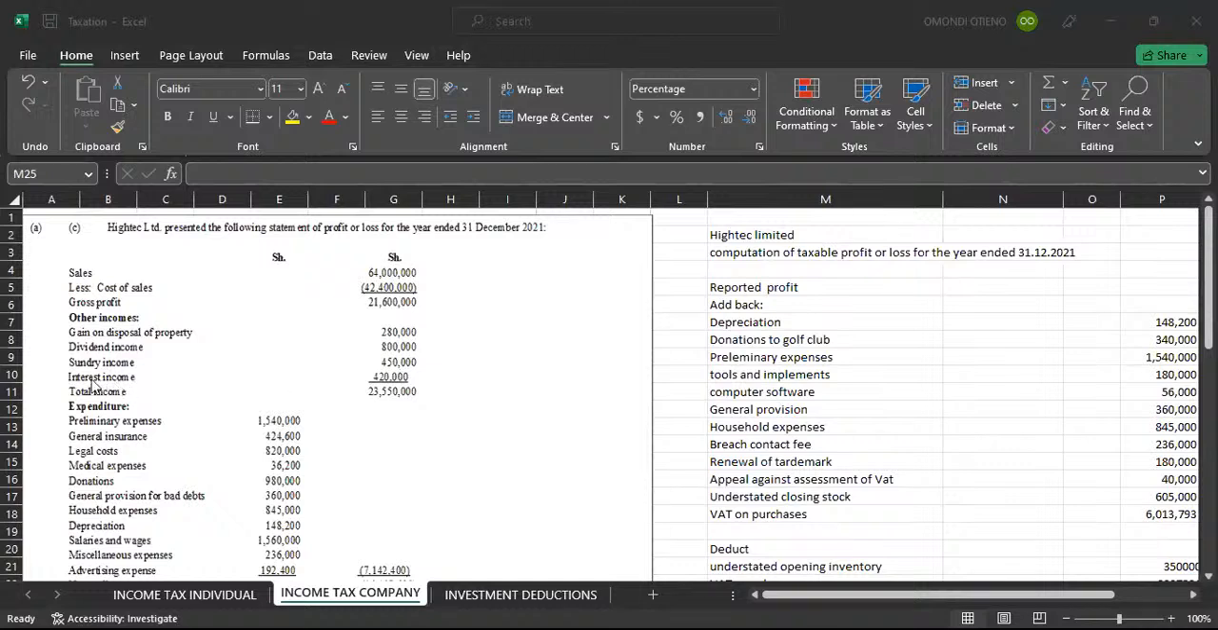Interest income. So this interest income can be from different places, and also this dividend. So we expect to get additional information down here, which will guide us on what has happened to the total dividends and also interest income.